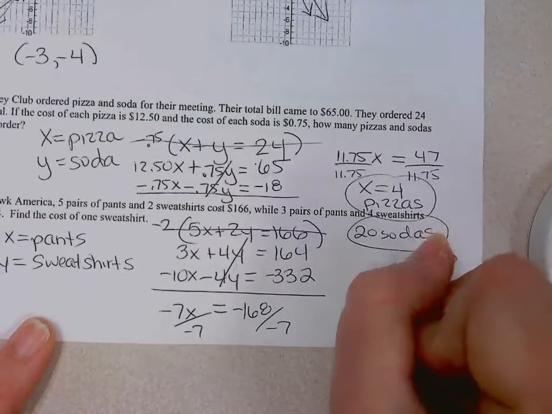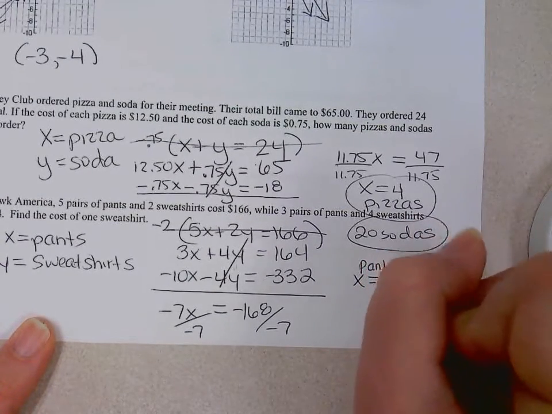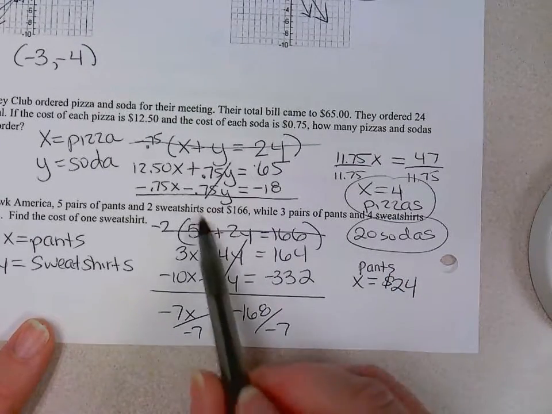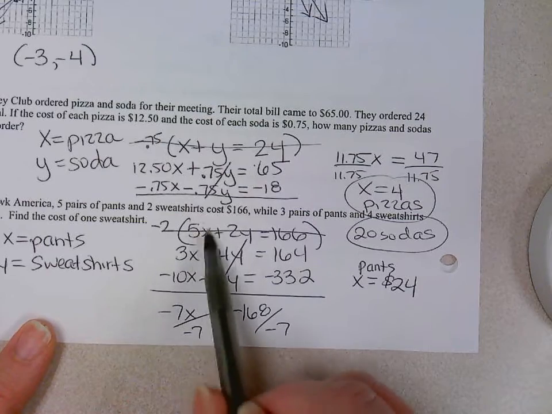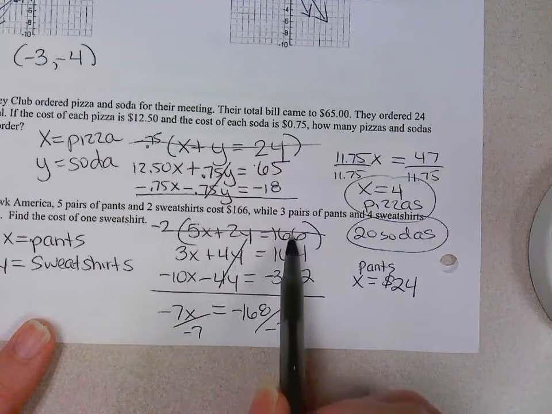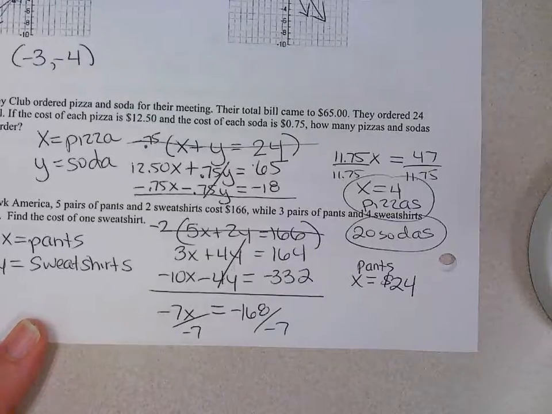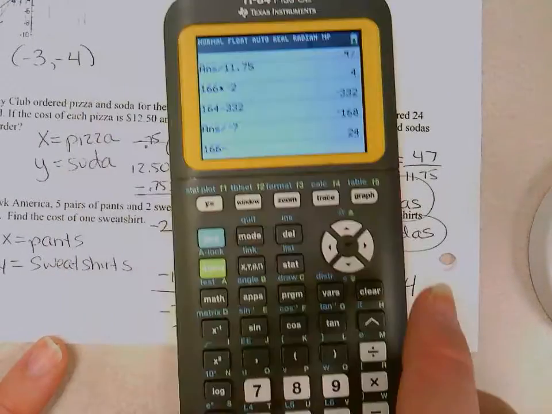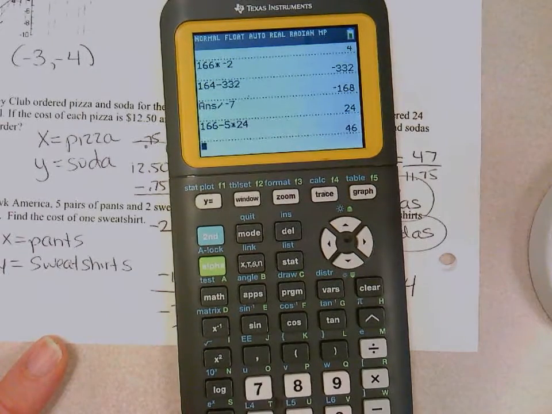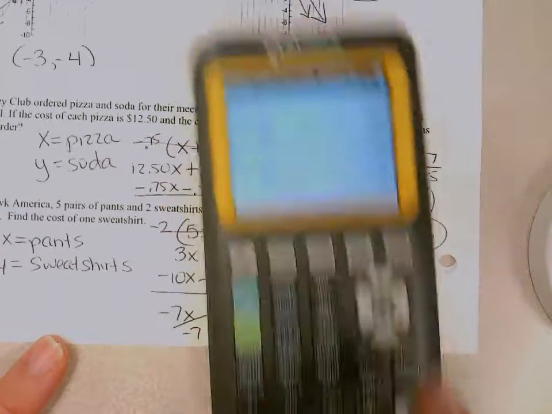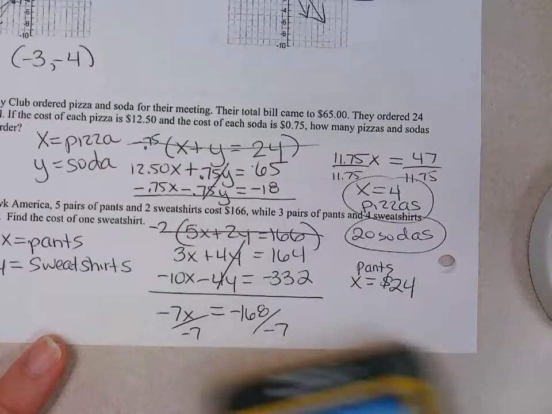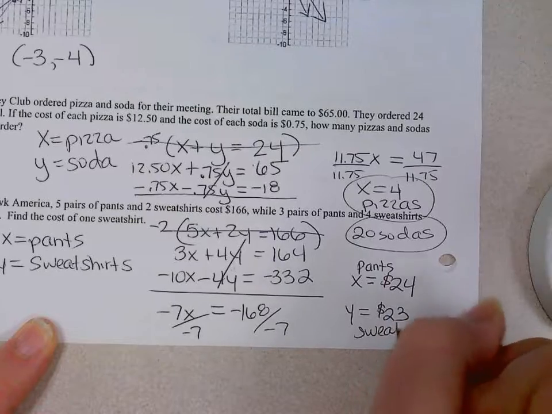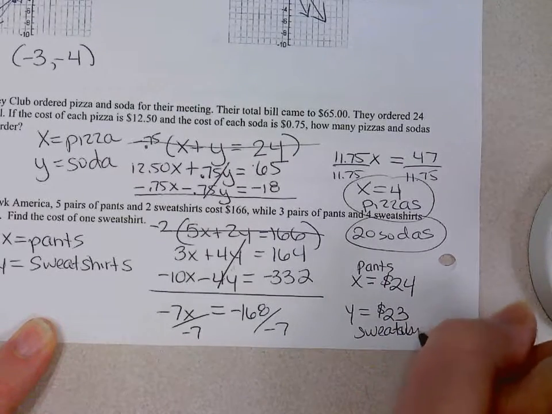So I have x, pants, I guess I should say, are $24 each. So now I need to plug that in up here. So I'm going to do 5 times 24, subtract it to the other side, and solve for y. So 166 minus 5 times 24 is 46, and that would be 2y. So y must be $23 for a sweatshirt.